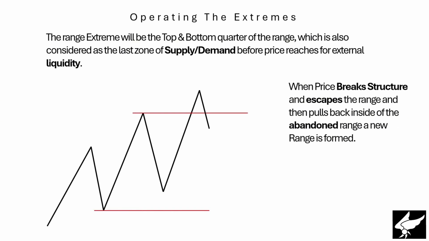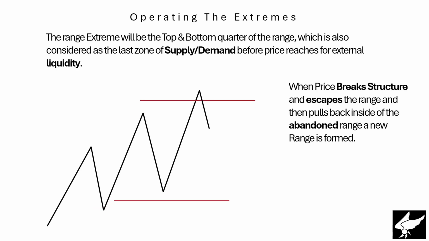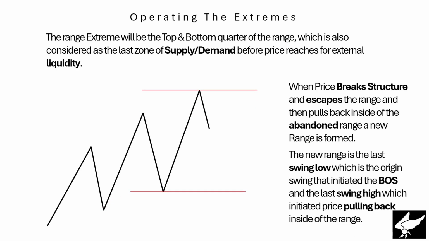When price breaks structure and escapes the range and then pulls back inside of the abandoned range, a new range is formed. The new range is the last swing low, which is the origin of the swing that initiated the break of structure, and the last swing high, which initiated price pulling back inside of the range.